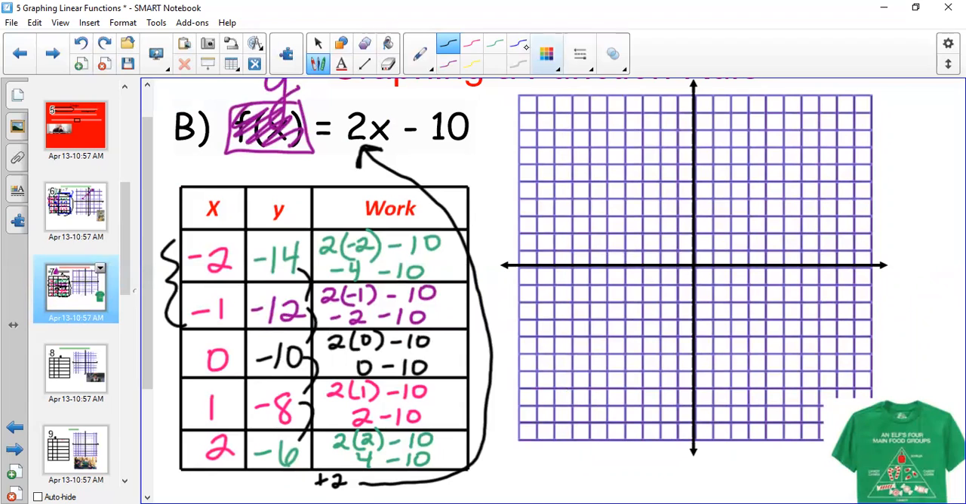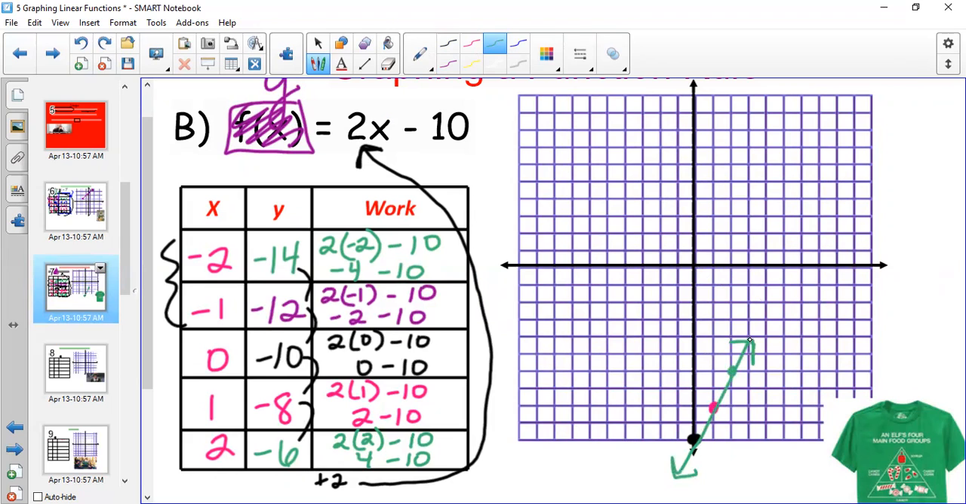I'm just going to start at 0, -10. So I go left to right 0, but I go down 10. For 1, -8, I go right 1, down 8. And for 2, -6, I go right 2, down 6. And hopefully, if you did it correctly, you should have a line.